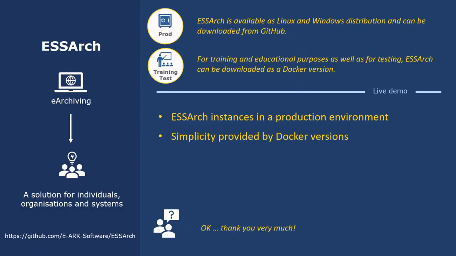In the final section, I'm going to talk a bit about production environment and training environments. ESSArch is available as Linux and Windows distributions. ESSArch uses an object relational mapper, which means that you can use pretty much any database backend that you would like. However, we develop and test against MariaDB, Postgres, and SQL Server.